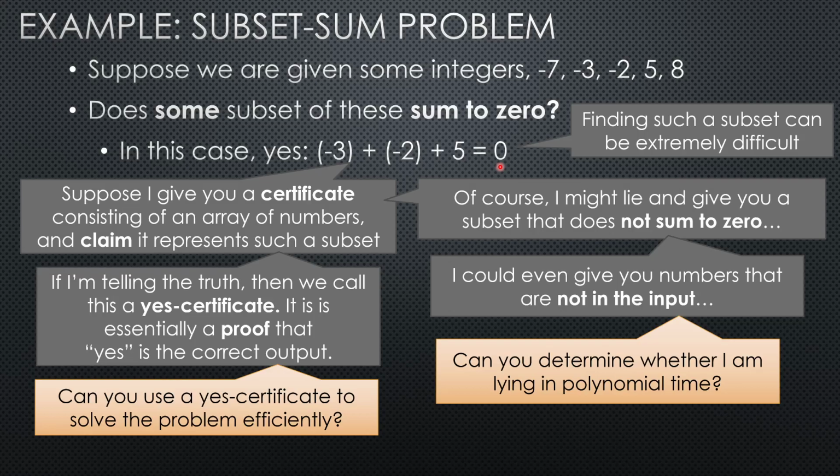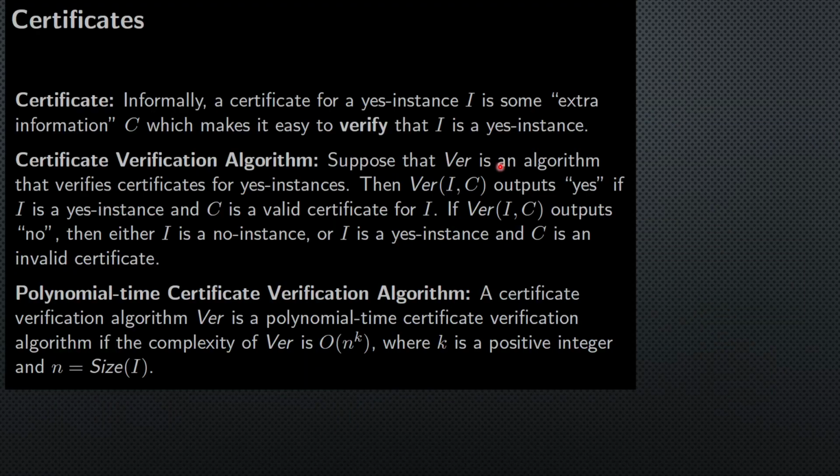So if I can do that in polynomial time, I've written something called a polynomial time certificate verification algorithm. I've verified your certificate in polynomial time. Okay, so let's get into the formalism here a little bit. A certificate for a yes instance, remember, an input for which the correct answer is yes, is some extra information C, which makes it easy to verify that I is a yes instance.